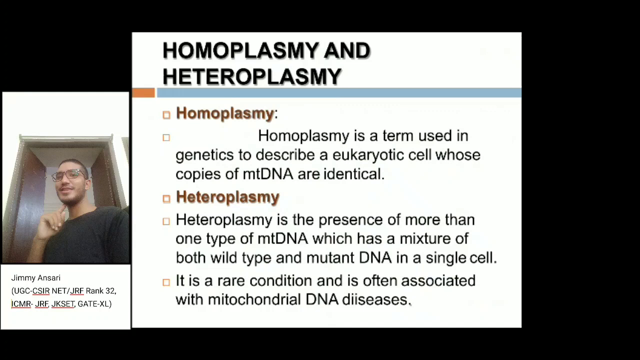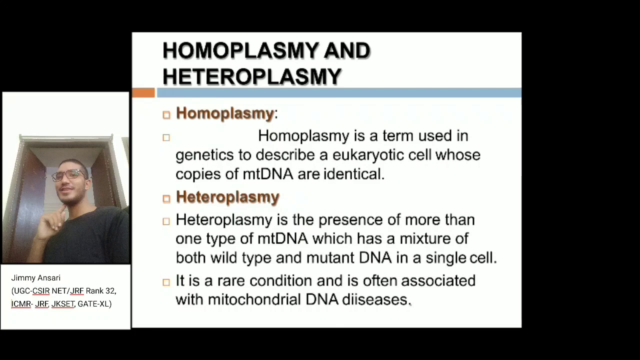Homo means same, hetero means different. So homoplasmy is a term which is generally used to describe any eukaryotic cells whose copies of mitochondrial DNA are exactly the same, or replicas, or identical.